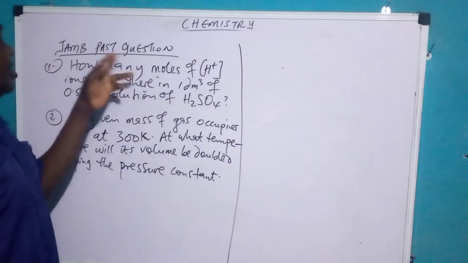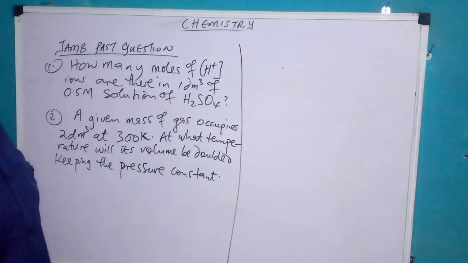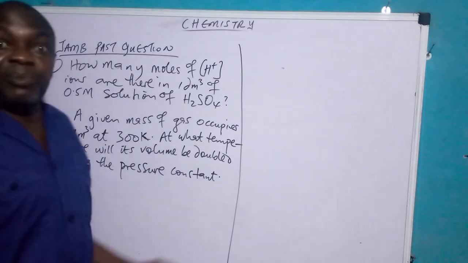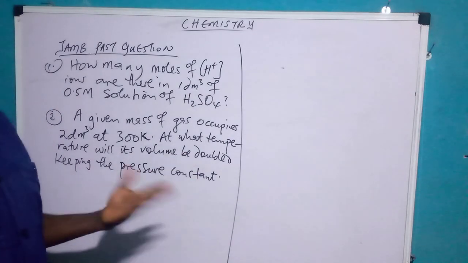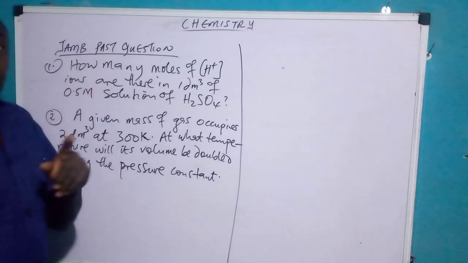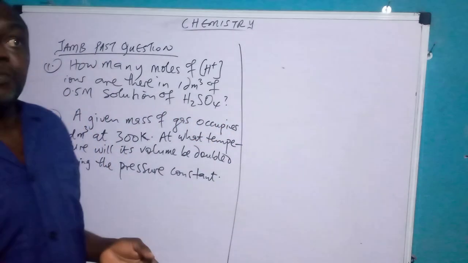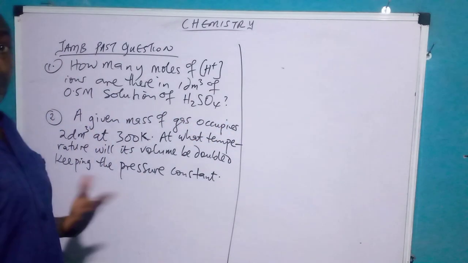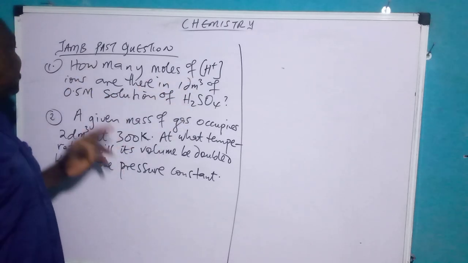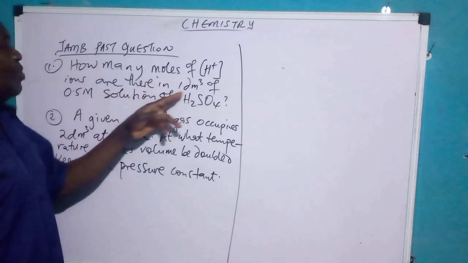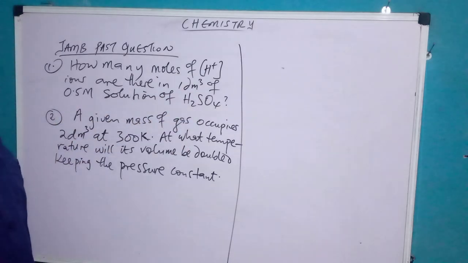The first question is from JAMB past question. They can also occur in your WAEC, so get used to all of them. Master all. Don't say I'm not writing JAMB or I'm not writing WAEC, so I'm not going through this. Tackle all of them. They are chemistry questions. However, if you still have issues with any, you can always tell me in the comment section, and I will tackle it. How many moles of hydrogen ions are there in 1 dm cube of 0.5 molar solution of H2SO4?